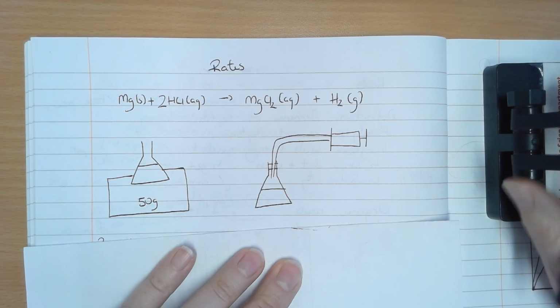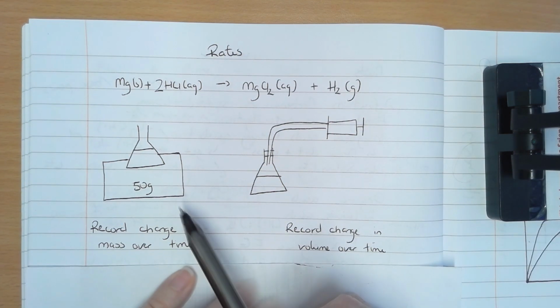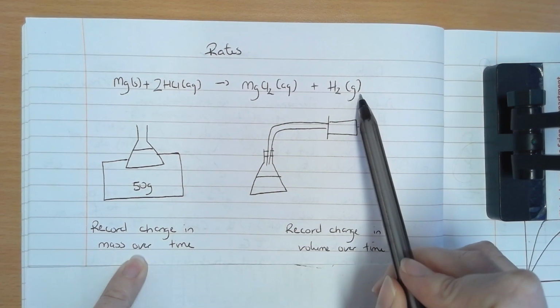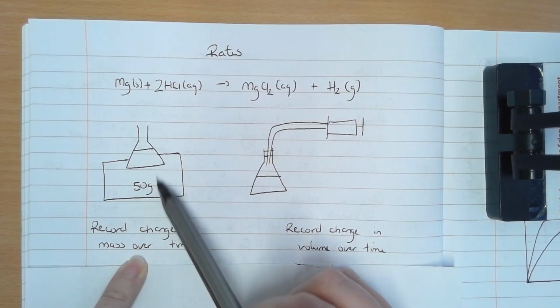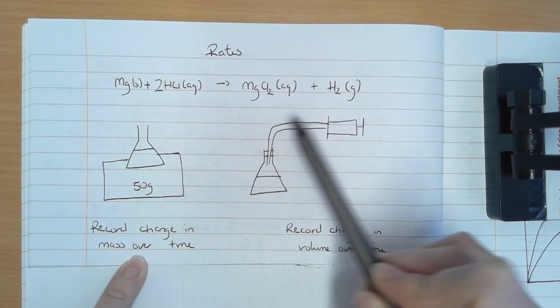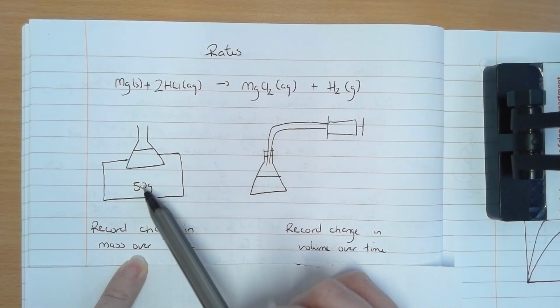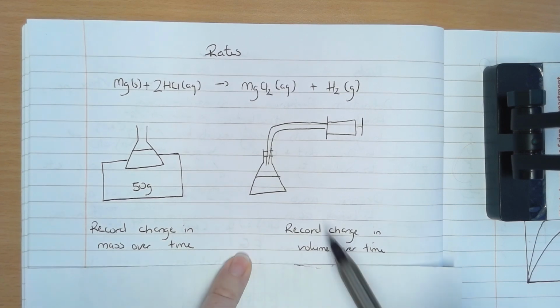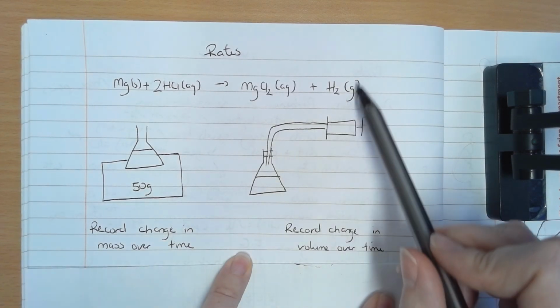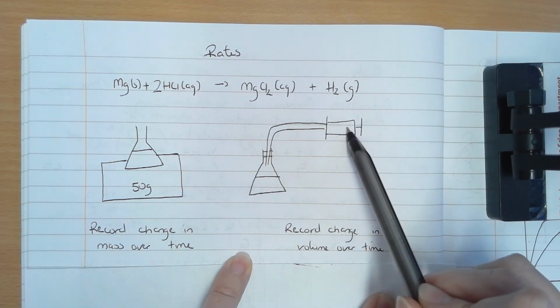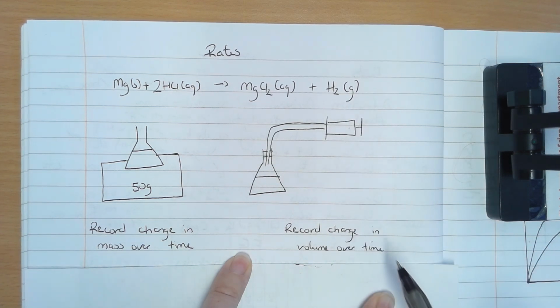You can either use a mass balance and record the loss in mass over time. Okay, the gas will escape. So if I'm starting off with 50 grams of reactants, I will get a decrease in mass if one of my products can escape. So record that change in mass over time. Or your other option is to capture the gas as it's being produced in a gas syringe and record the change in volume over time.